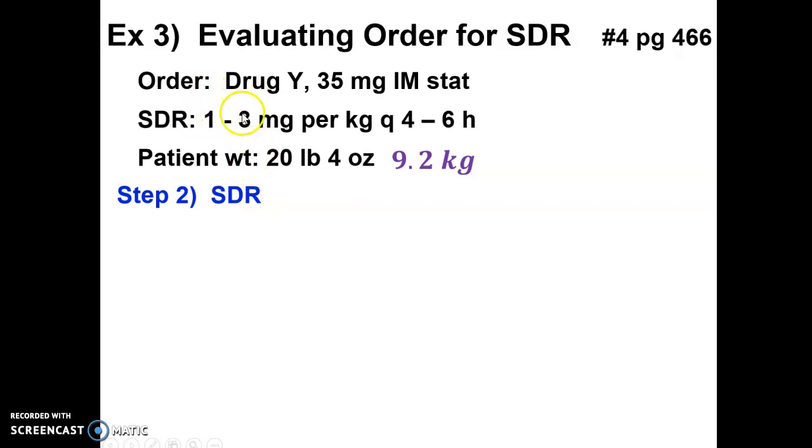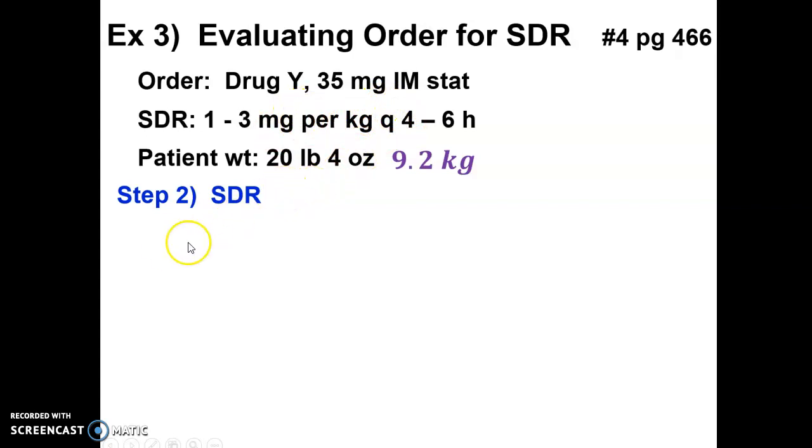1 to 3, so we are going to have a low and a high. 1 to 3 milligram per kilogram. Oh, this is not written per day anymore. This is a milligram per kilogram per dose, right? I mean, we have to give this every 4 to 6 hours. The order says that we're going to give it stat. It doesn't say anything about giving it later, okay? But if it were, then we need to make sure that it's going to be 4 to 6 hours after the first dose, okay? So 1 to 3, we are going to have a low and a high, but it's a milligram per kilogram per dose.